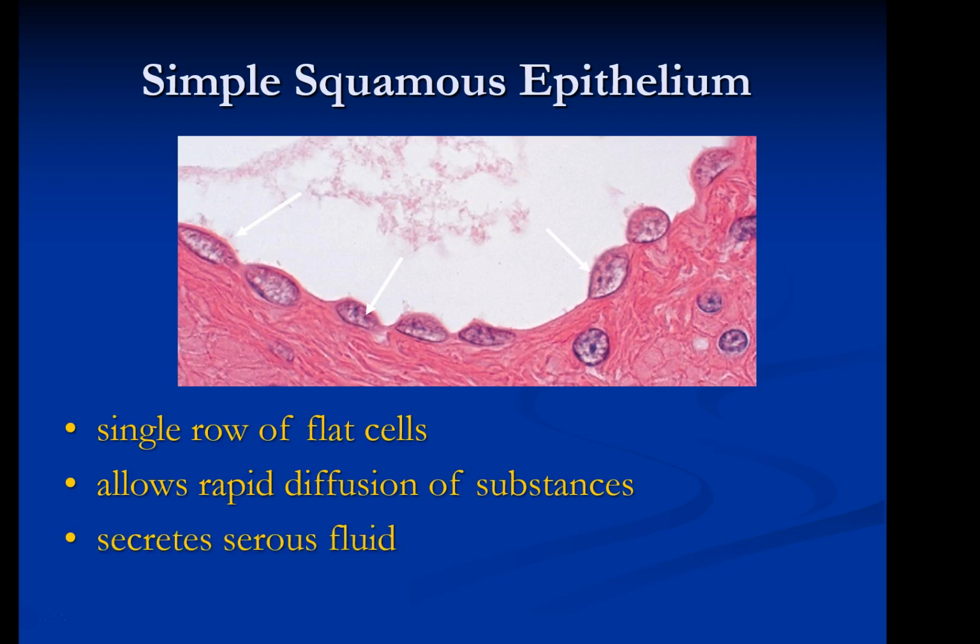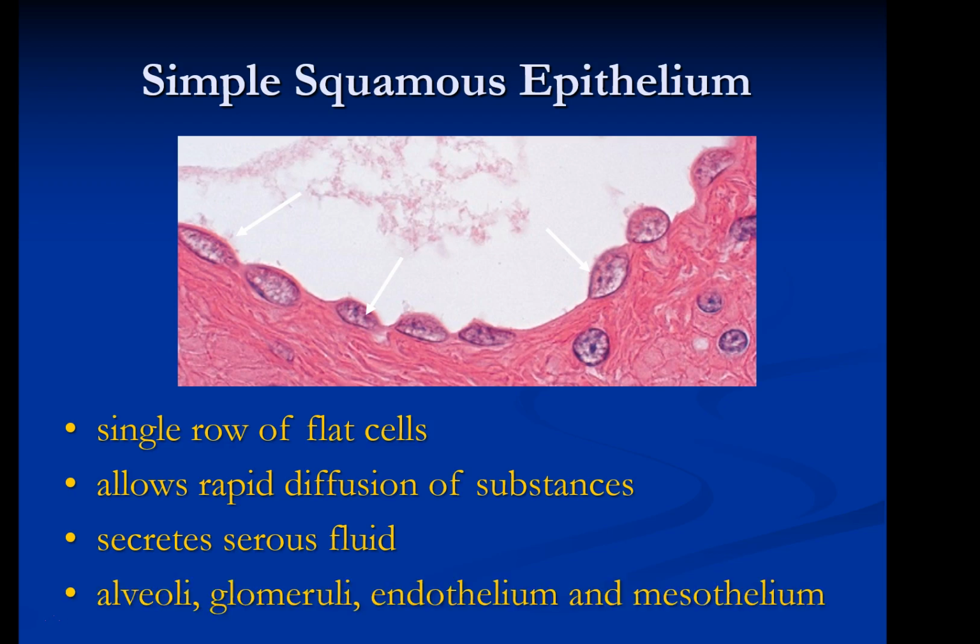Simple squamous epithelium does have the ability to secrete serous fluid. Serous fluid is a fluid that oftentimes reduces friction. Some examples of where we find simple squamous epithelium: alveoli of the lungs, glomeruli of the kidney, endothelium in the blood vessels. Mesothelium are the membranes that line body cavities inside of us. And these are just allowing things in and out. Okay? And we're going to have this flattened, smashed epithelium.